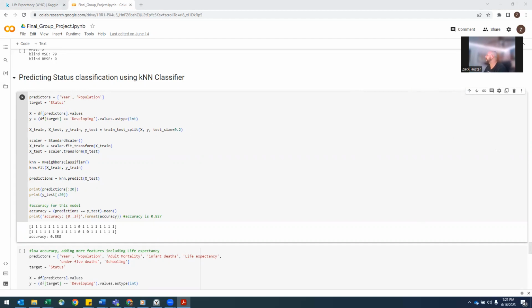And this was backed up by the American Journal of Public Health, which said that the thing that most can directly classify life expectancy is the schooling. And yep, that's what we did.